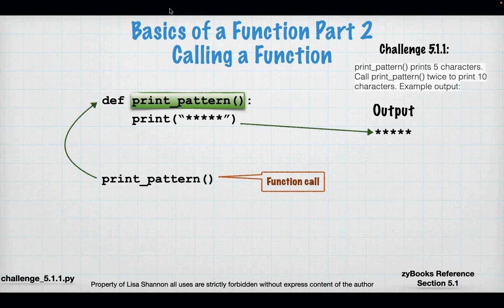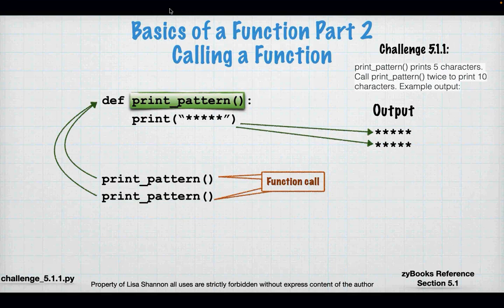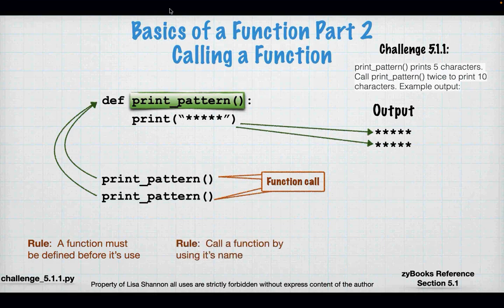But when we're defining them ourselves, the function definition has to be before the function call. And I can call that function as many times as I want. I can call it twice, and it's going to say print pattern. It's going to do the exact same thing again. It's going to print another, in this case, line of stars. And I can put that in a loop, but call it as often as I want. But that's part two. It must be defined before it's used, and a function is called using its name.